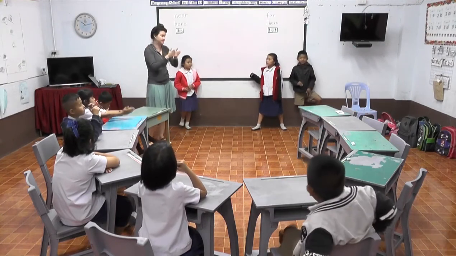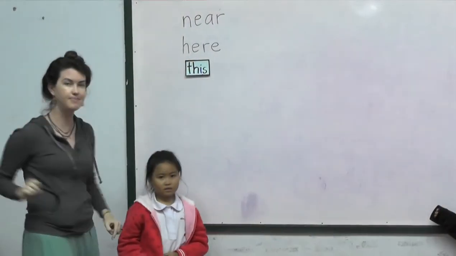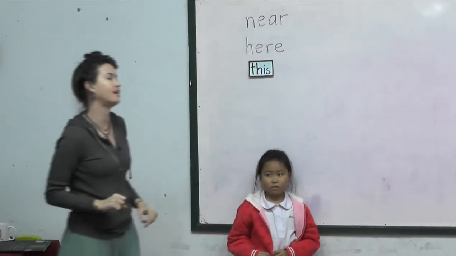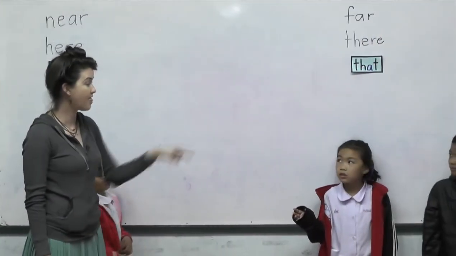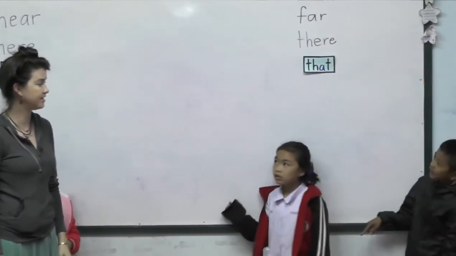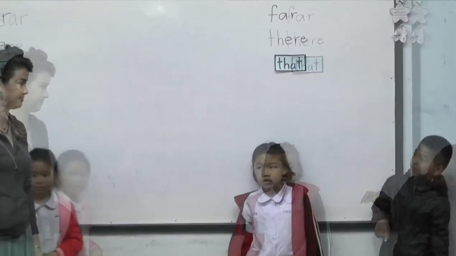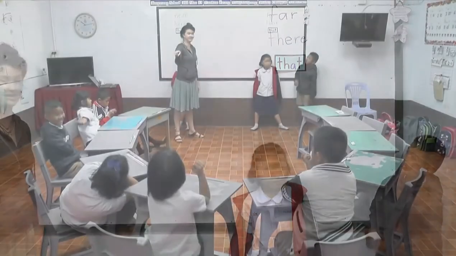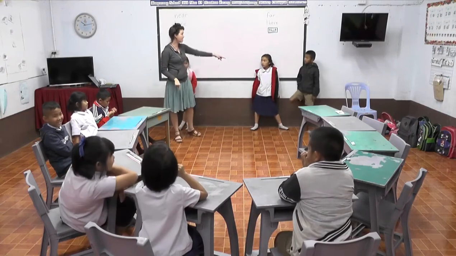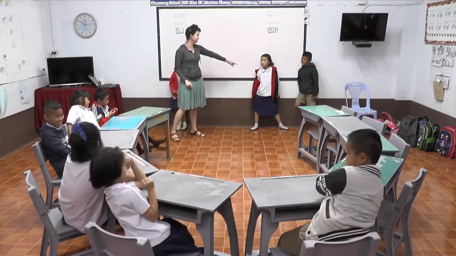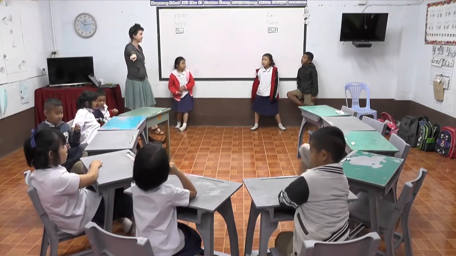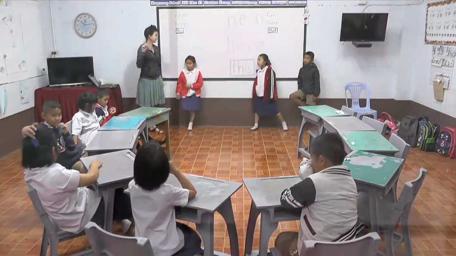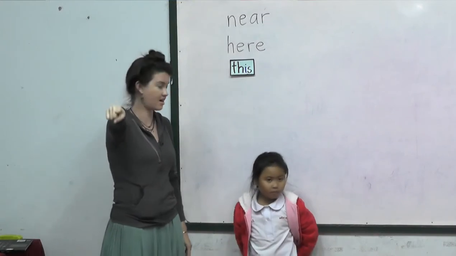It's near. This is near. And why does she say that is Pen? It's far. Very nice. Okay, Pot, can you introduce Nadir? This is Dung. Good. Who's that? Pang-pon. Good. That is Pang-pon. This is Nadir. That is Pang-pon. Why do we say that? Is far. Very nice.